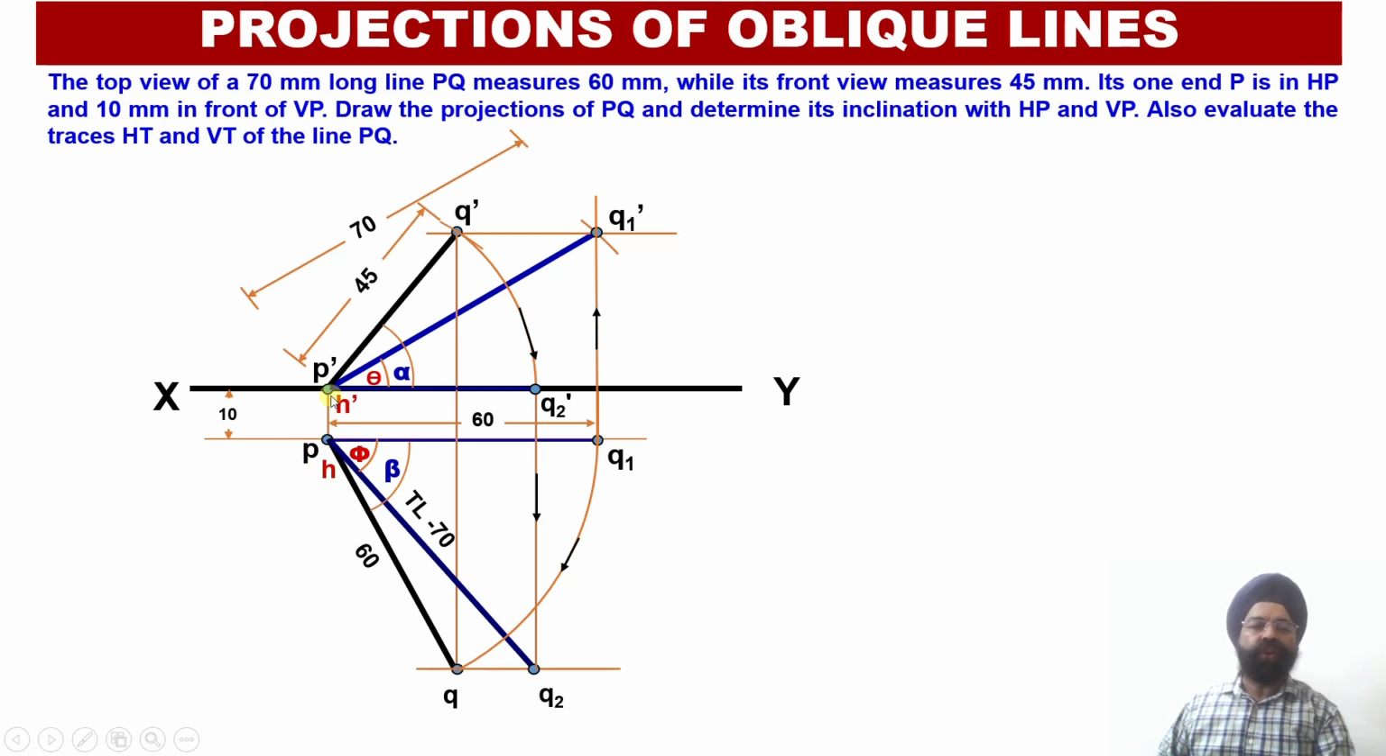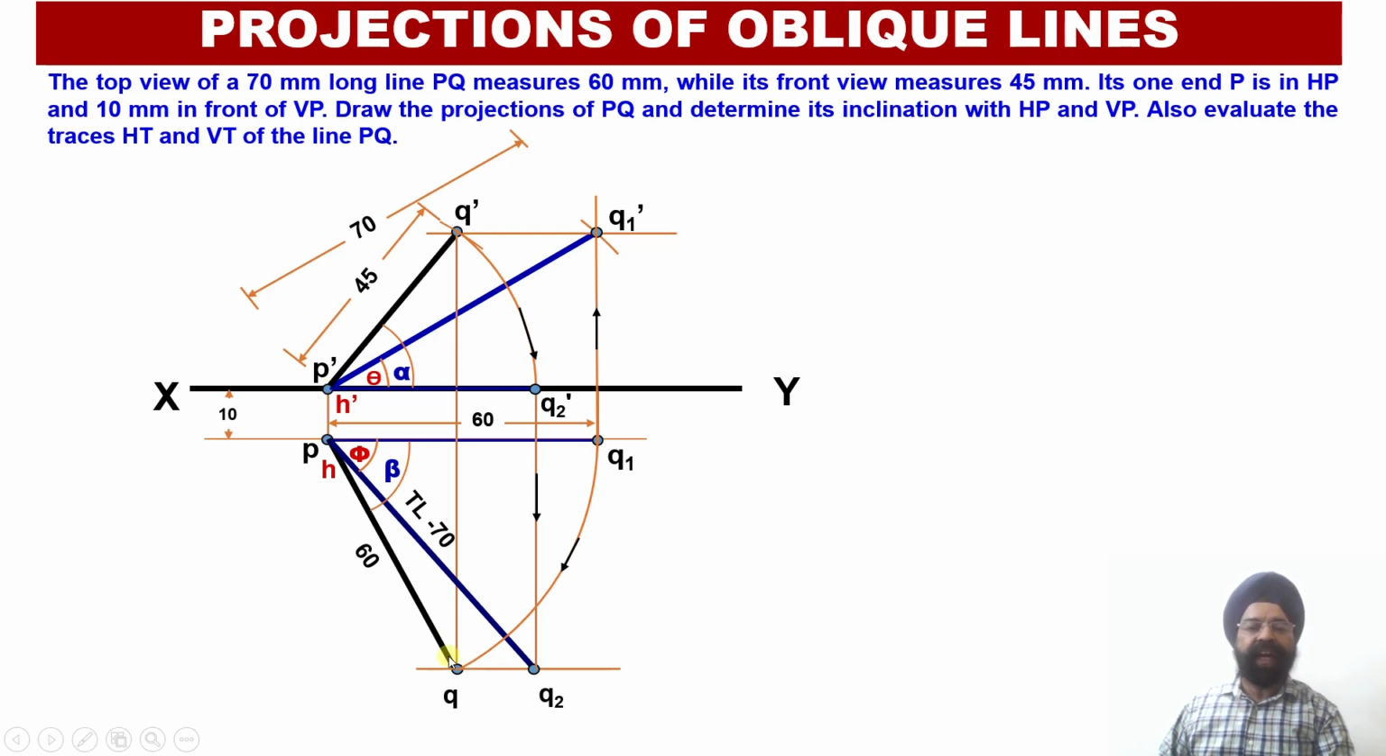So my horizontal trace corresponding to this oblique line will be equal to the distance H dash and H over here, which happens to be 10 millimeter. So we can say that the horizontal trace of this line happens to be 10 millimeter.